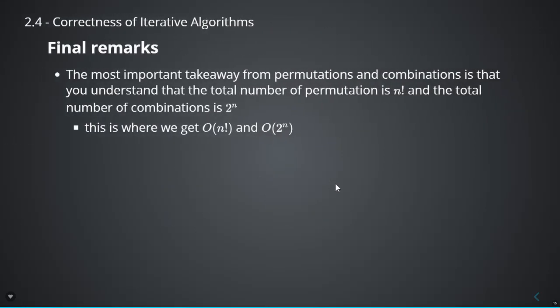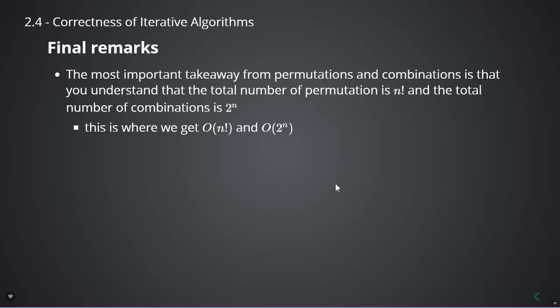Those are two very simple examples, and I'm going to do this in a very fast way because it's probably something you already know and I don't want to be too boring. The most important takeaway is that you understand the number of permutations is n factorial and the number of combinations is 2 to the n. This is where we get O(n factorial) and O(2 to the n). We're going to need this when we talk about brute force because most of the time the number of possible solutions we have is either n factorial or 2 to the n. Very often it's going to be 2 to the n.